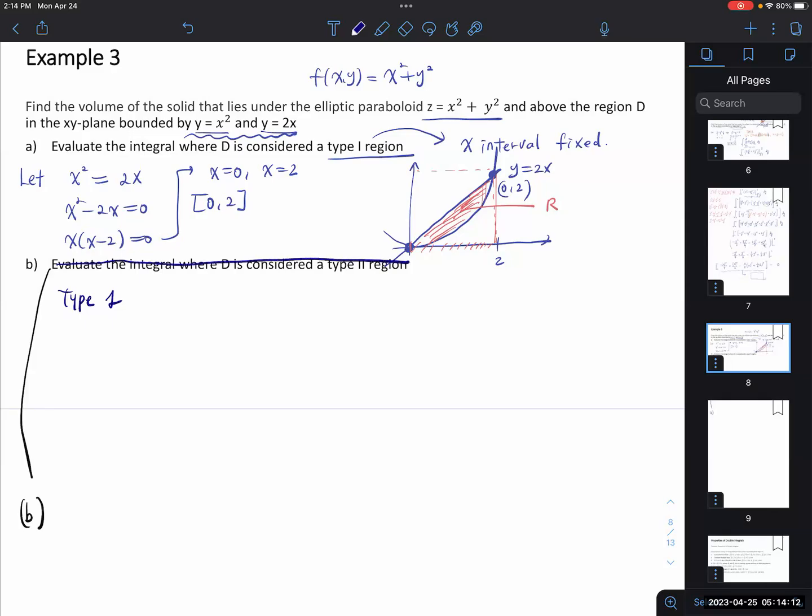So get rid of it. The dx, dy: x is already fixed. So x is between 0 and 2, and you need to find out the y interval. Y is already given: x squared and 2x. So compare which one is higher when you plug in the same number. If you plug in 1, it is a 1. If you plug in 1, it is a 2. This is higher. So obviously 2x is higher than x squared. So this is your interval for type 1.